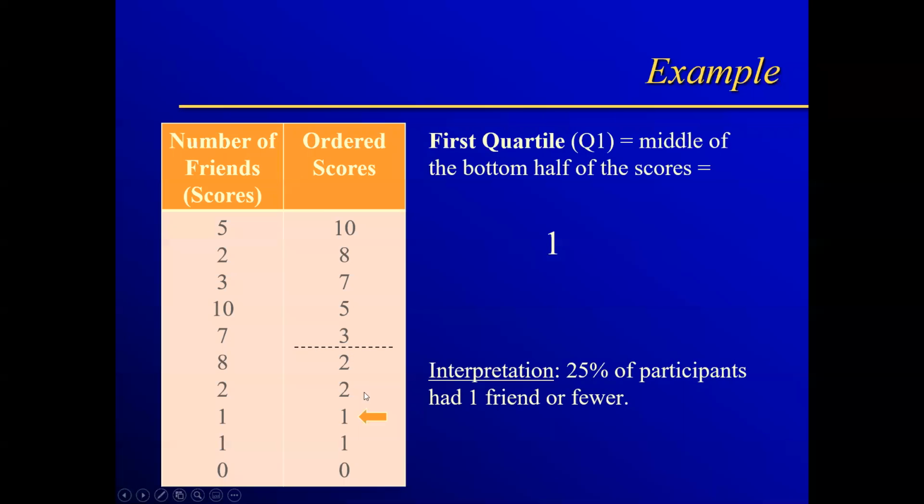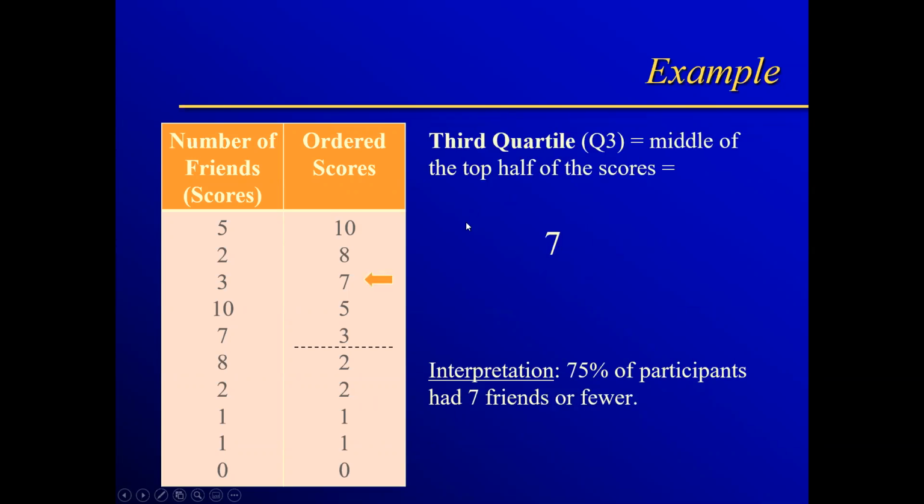Well, now we just have to take the median of the lower half, and that gives us Q1. So we do the median again, and we find out that the median is a 1. Number, it looks like we're studying number of friends. So we know that 25% of participants had 1 friend or fewer, but we could also say Q1 equals 1.